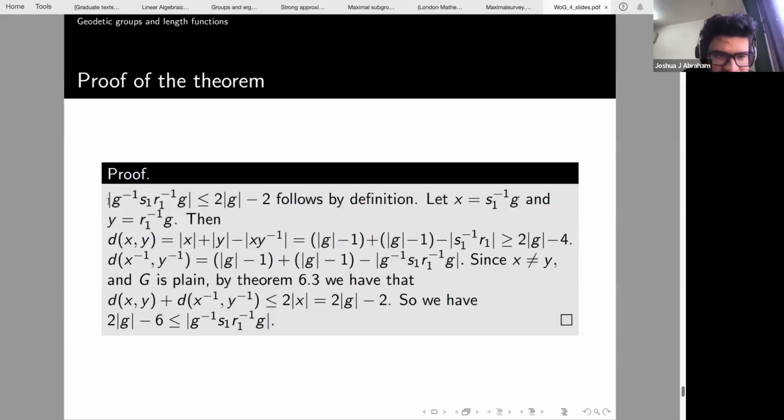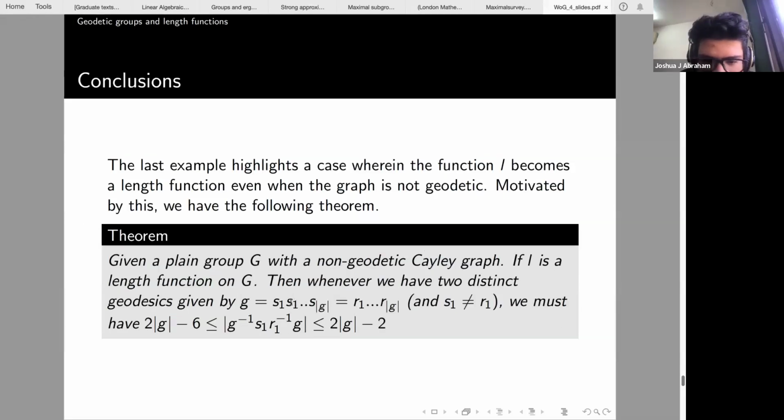So it's easy to see that the length, the distance of 1 with the conjugate, must be less than or equal to 2 mod G minus 2. Because, so what is happening here? Yeah, so we have, oh, this is supposed to be an S2 here, my bad. So yeah, what is S1 inverse G? It's just S2 up to S mod G, and R1 inverse G is just R2 up to R mod G.